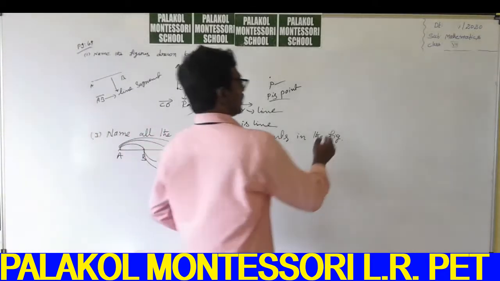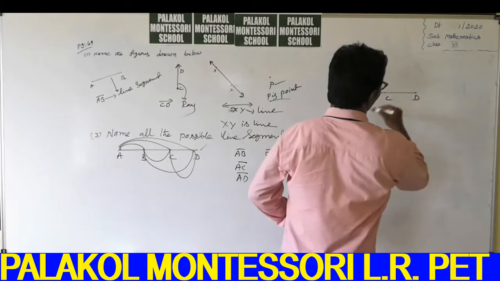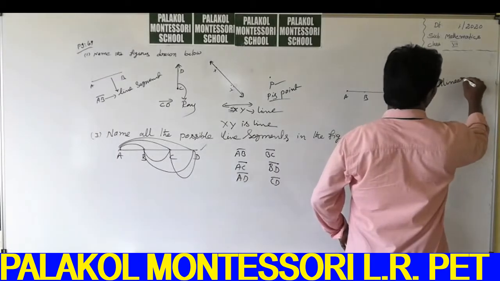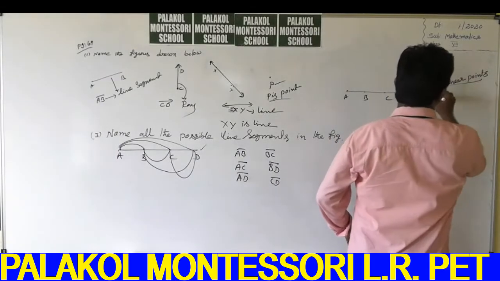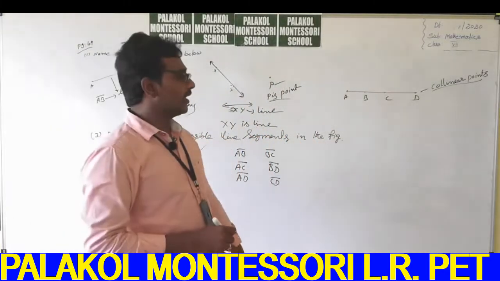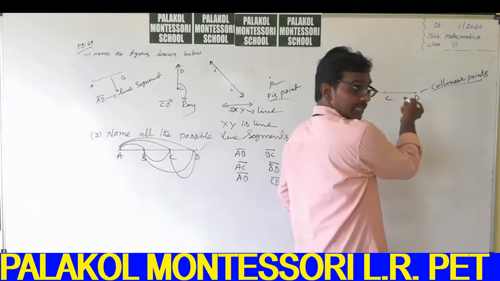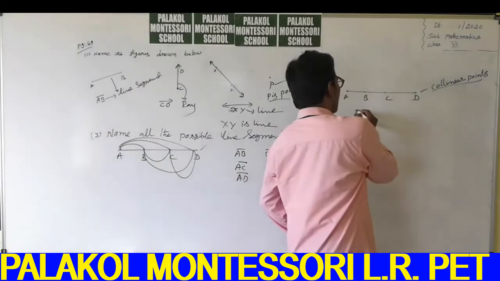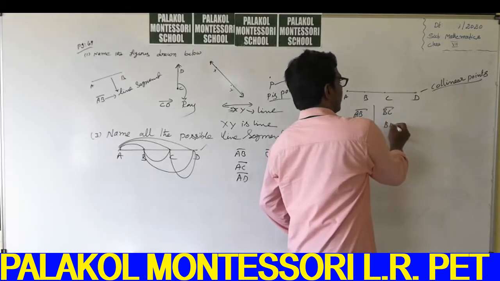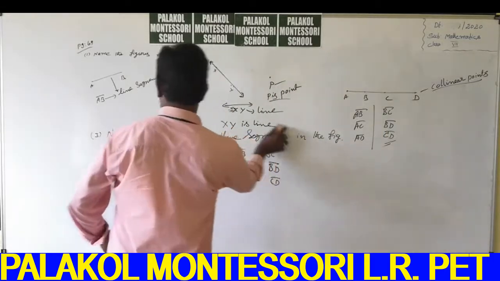Once again, repeated. I draw one line segment. In the line segment, 4 points are there. The 4 points are called collinear points. Why? Because the points which are on the same line are called collinear. Now see, how many line segments are possible here? AB bar, AC bar, AD bar. Next one, BC bar, BD bar. Next one, CD bar. Okay, is it clear? Now next one.